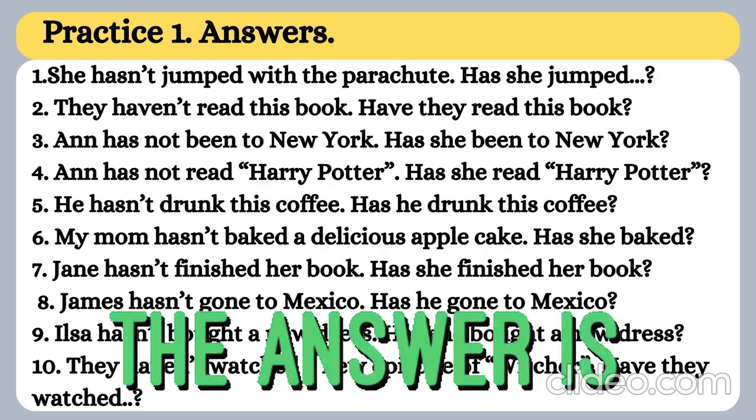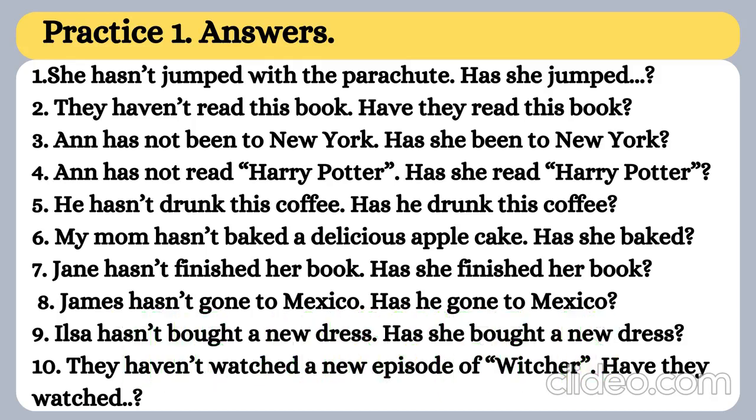Let's have a look at the answers. Number 1. She hasn't jumped with a parachute. Has she jumped with a parachute? 2. They haven't read this book. Have they read this book? 3. Anne hasn't been to New York. Has she been to New York? 4. Anne hasn't read Harry Potter. Has she read Harry Potter? 5. He hasn't drunk this coffee.